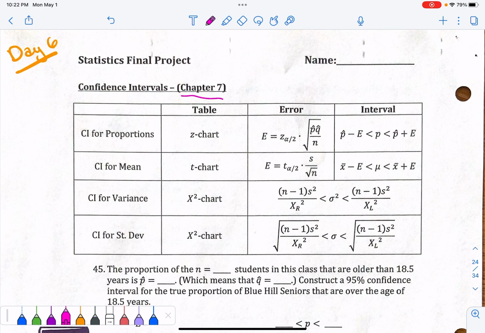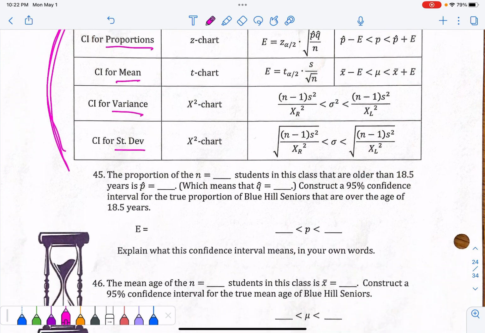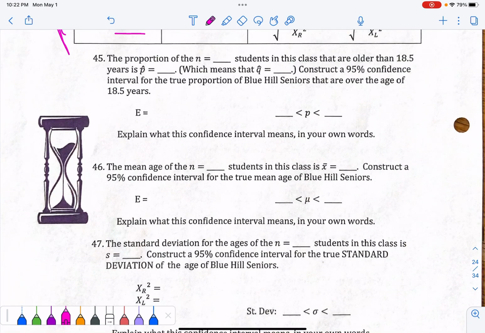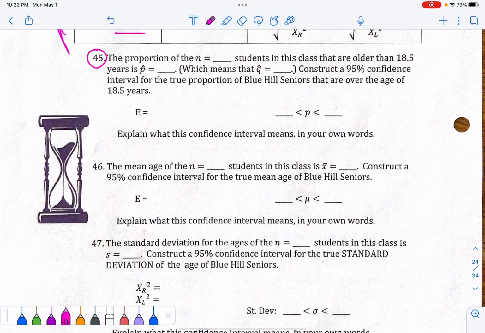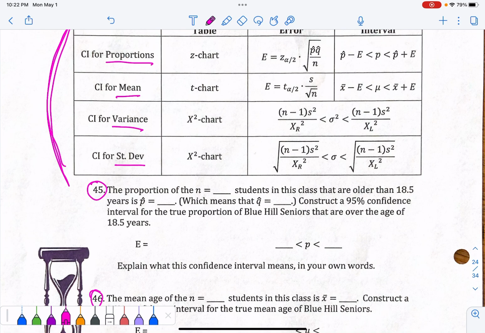Okay, so just to refresh your brain, these are the formulas that we have for confidence intervals: proportions, mean, variance, and standard deviation. Now just down below here I have 3 problems for you to do: 45, 46, 47. I do not give you a confidence interval for variance, okay? So you can cross it off if you want to.